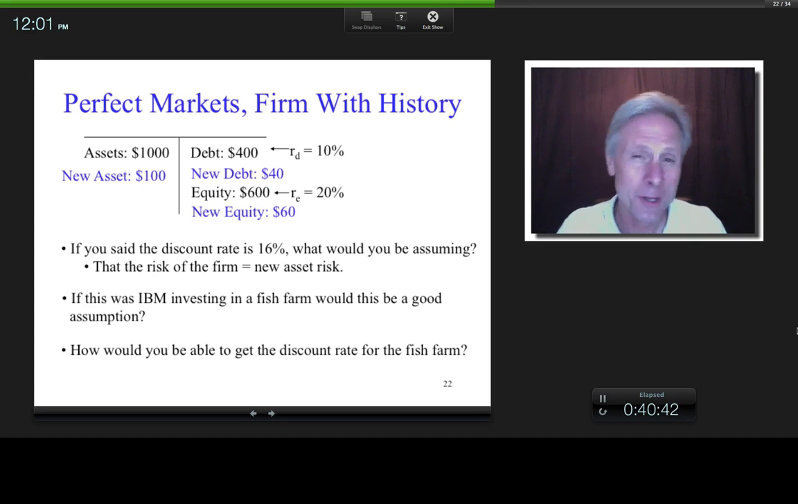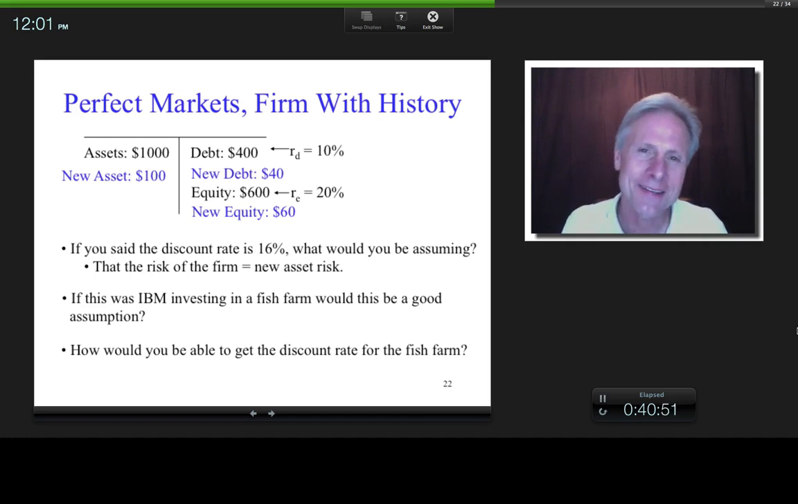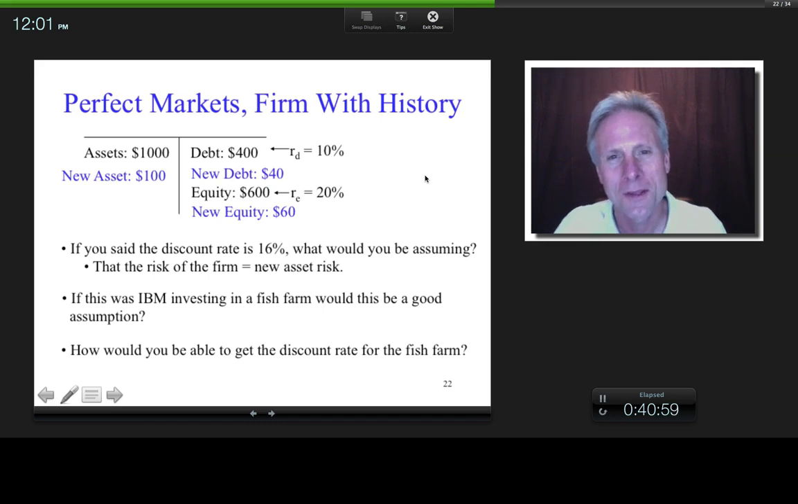Well, guess what? You'd have to go look at all those other publicly traded fish farm companies and use them, use market information, again on the right hand side, okay, so the bond markets and the stock markets and so on and so forth, to infer what the risk is on the left-hand side. So in other words, you could not use IBM information to infer fish farm risk. You would have to use fish farm information that the marketplace is analyzing through their stock prices and bond prices, etc., to infer fish farm risk.